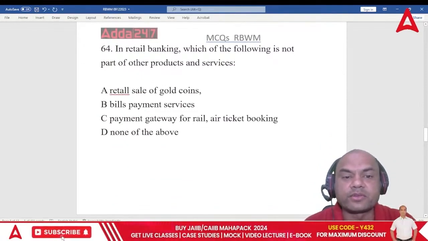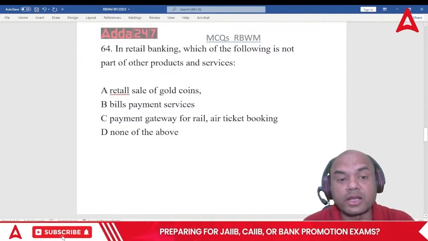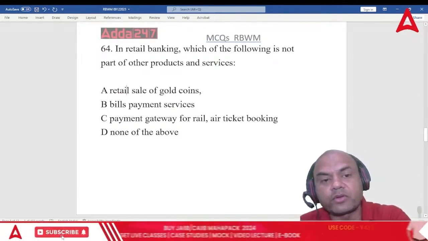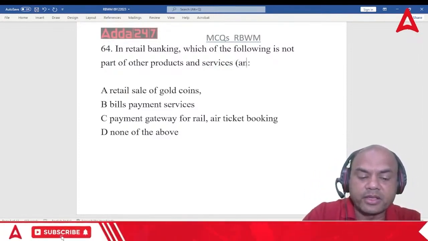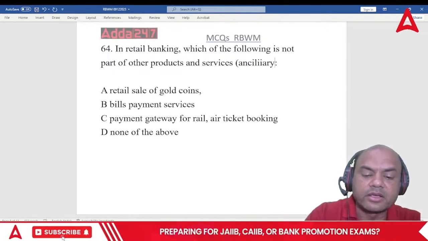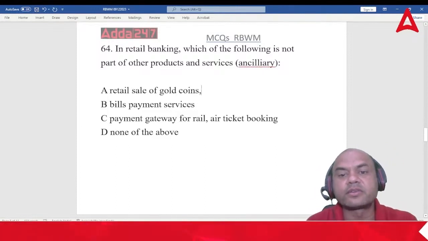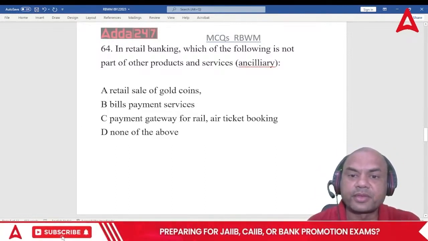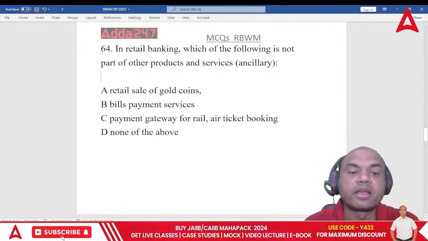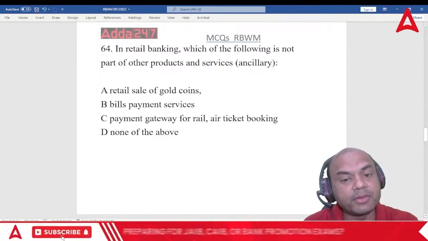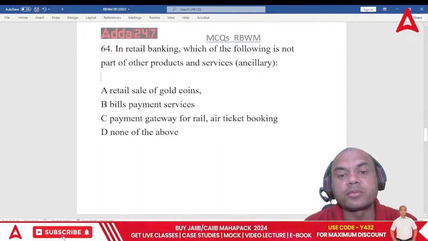In retail banking, which of the following is not the part of other products and services? Now look at this. Not the part of other. Other means what we are talking of here as the ancillary products, ancillary services. So, which of them is not the part of ancillary services? Retail sale of gold coins, bill payment services, payment gateway to rail, air ticket booking, and none of the above.